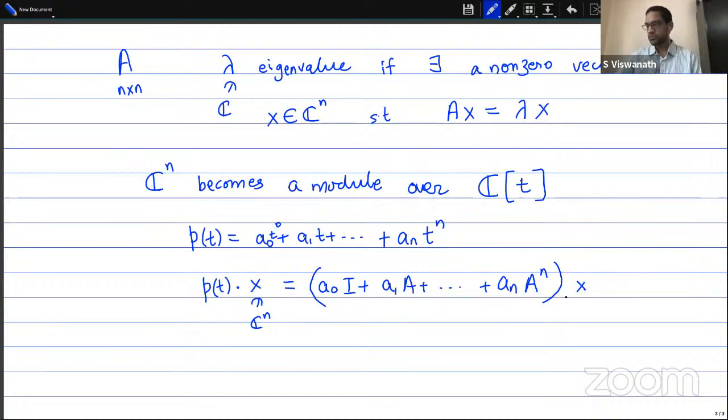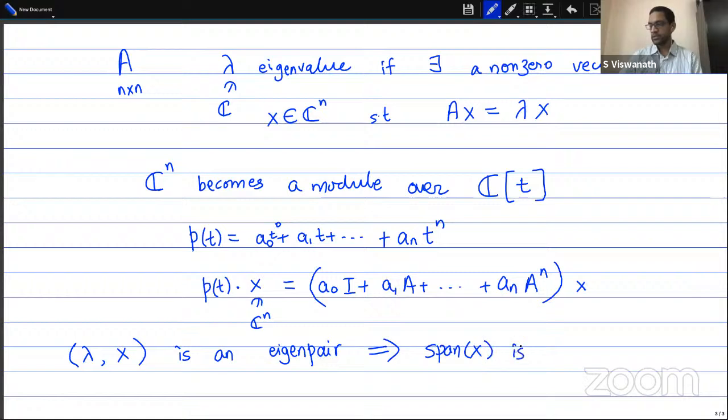So what does all this have to do with eigenvalues and eigenvectors? If you have an eigenvalue and an eigenvector, an eigenpair (lambda, x), then here's a one-way implication: the span of this vector x is invariant under the action of A. In other words, the span of x, a one-dimensional space, is a submodule over the ring C[t]. So that's one way of thinking about what an eigenvector is. At least it's a one-dimensional C[t] submodule of Cn.